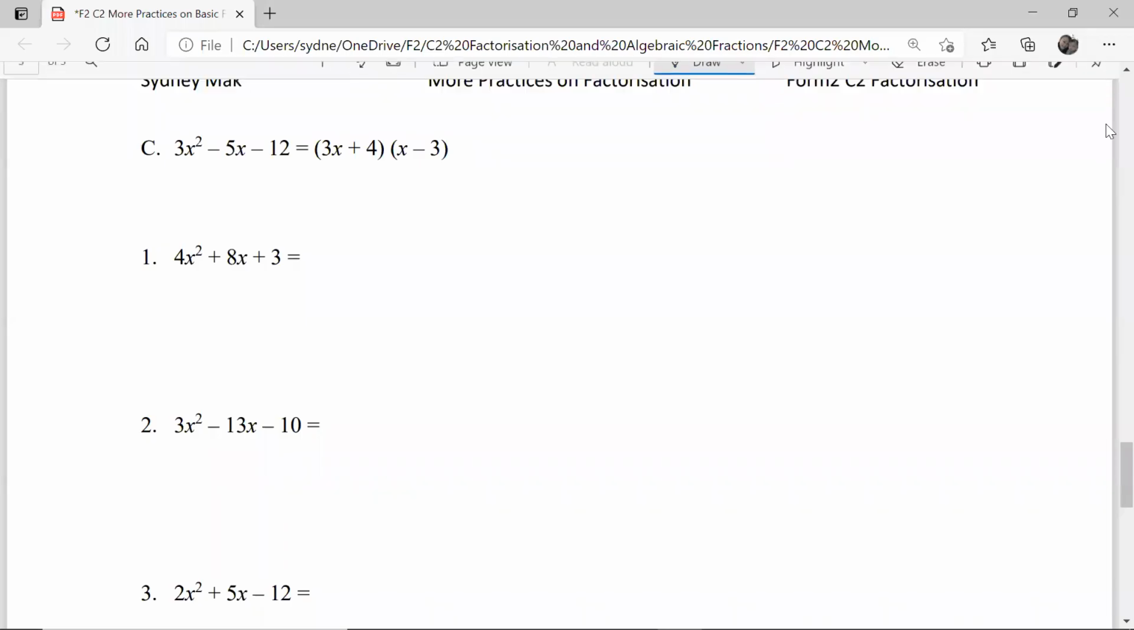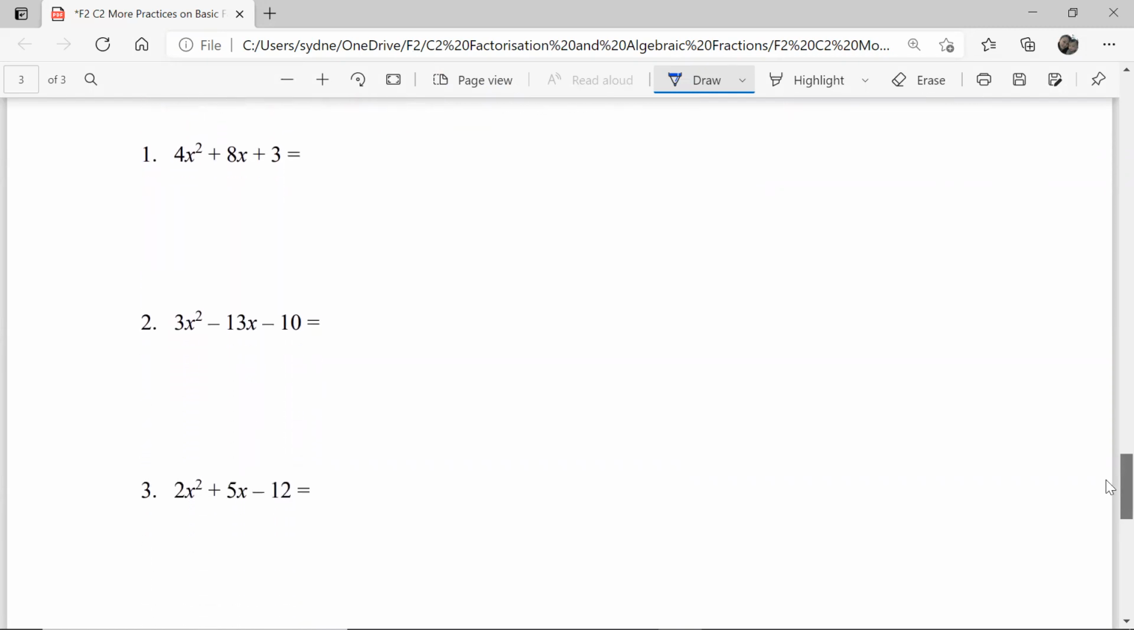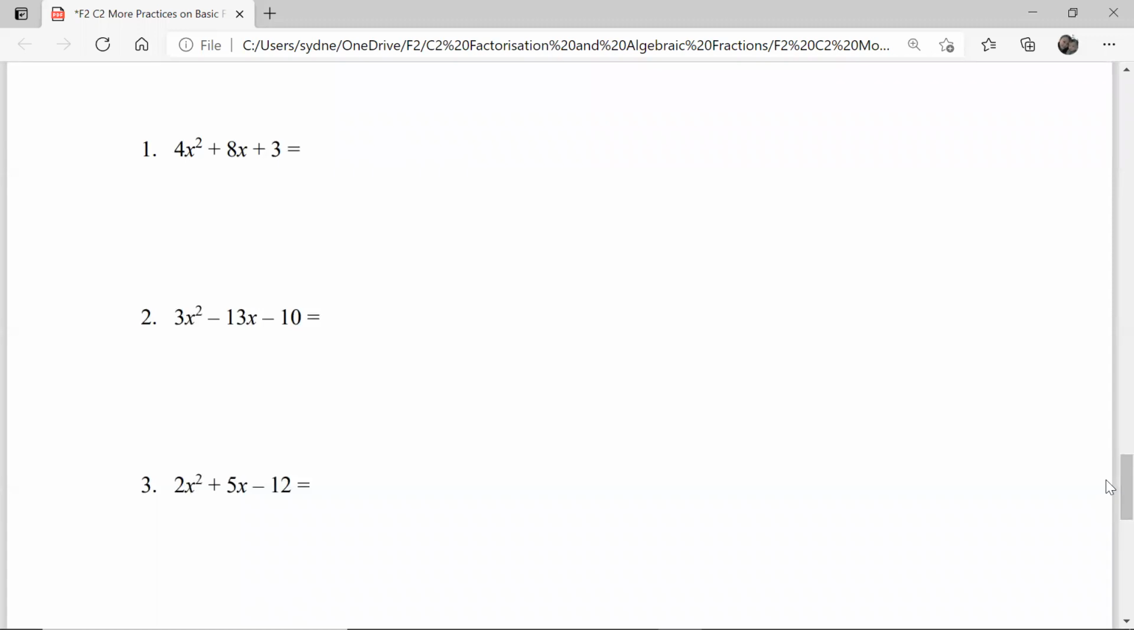Hi everyone, in this video clip I am going to show you more examples on how to factorize the format of ax squared plus bx plus c, whereby the a is not just 1, it can be any number but not 1. All right, so as for this one, let me start with question number 1. Now, just like before, we have to check.